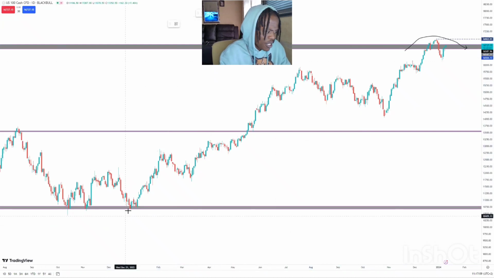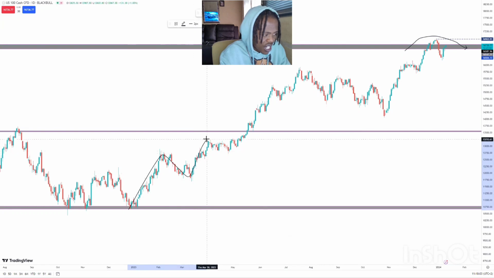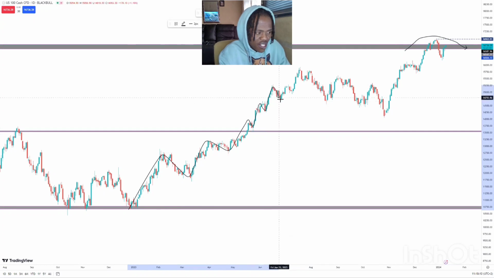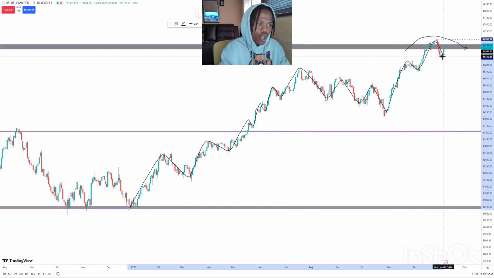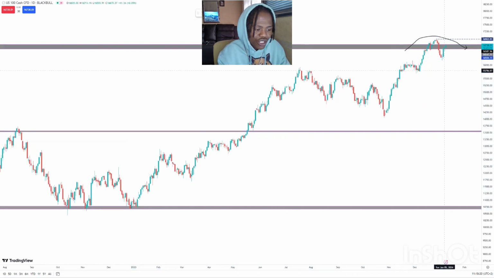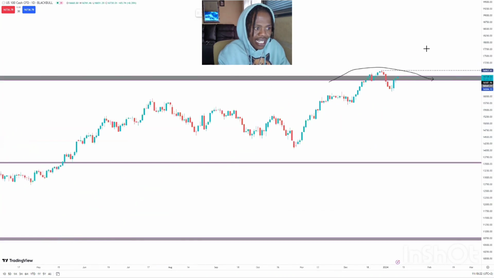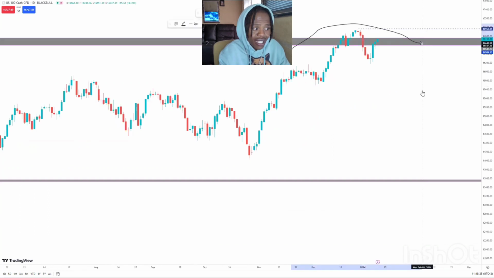So this was our first push, and this was our first exhaustion. Second push, second exhaustion. Third push, third exhaustion. Fourth push, fourth exhaustion. Fifth, sixth exhaustion, right? And then price did what? Had a deeper pullback, and then price did what? Continued with our trend.